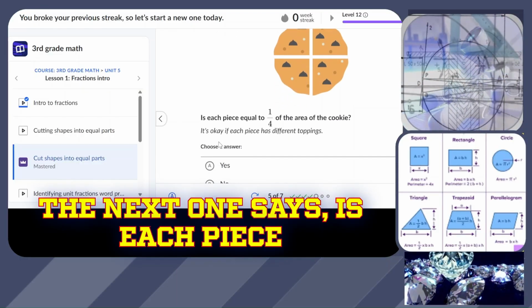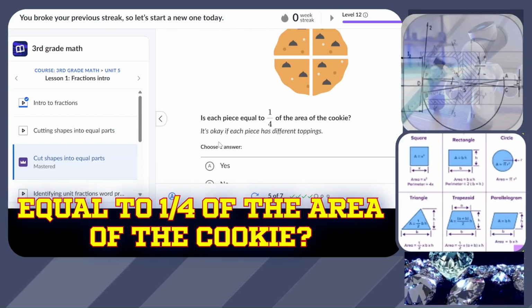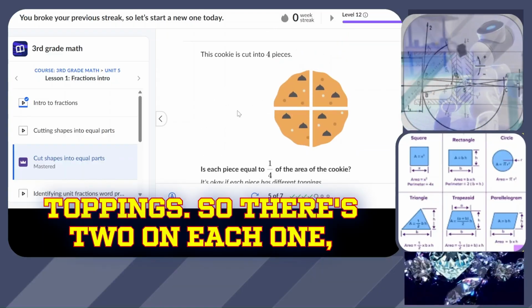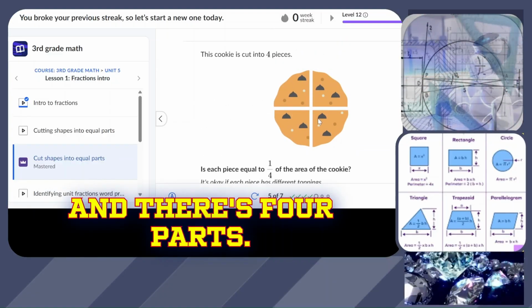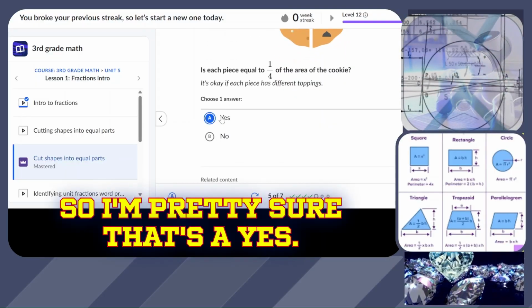The next one says, is each piece equal to 1/4 of the area of the cookie? It's okay if each piece has different toppings. So there's 2 on each one, and there's 4 parts. So I'm pretty sure that's a yes.